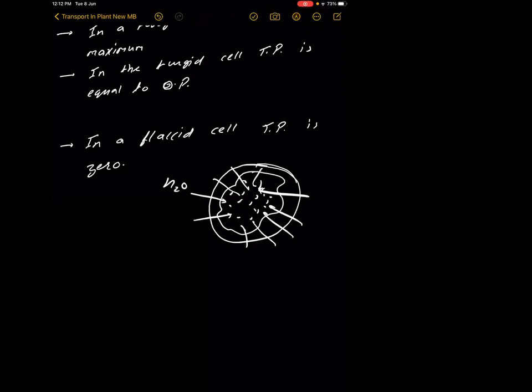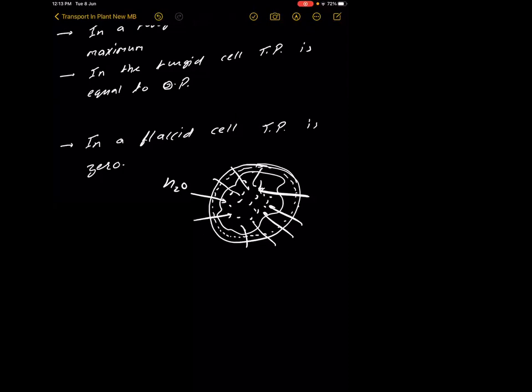So this concentrated solution becomes dilute. The cell membrane becomes stretched, and now it is a turgid cell. So turgor pressure increases; turgor pressure is formed. Otherwise, there is no question of turgor pressure. Turgor pressure is because of the entry of water. If water has not entered, the cell has no turgor pressure or less turgor pressure. So in a plasmolyzed cell or flaccid cell, it is completely zero.